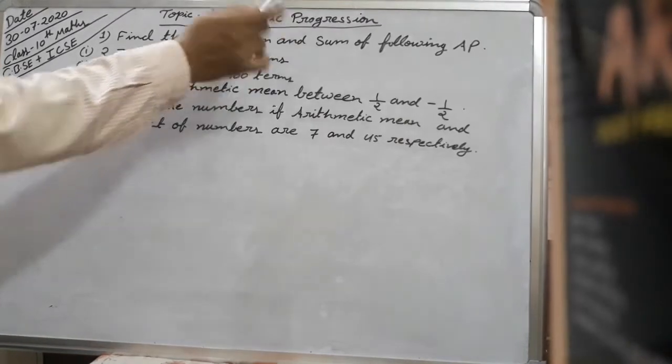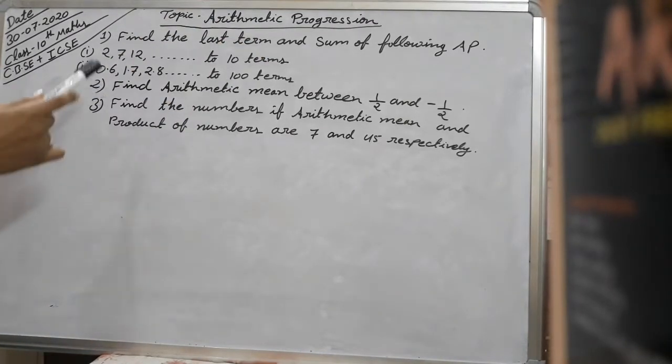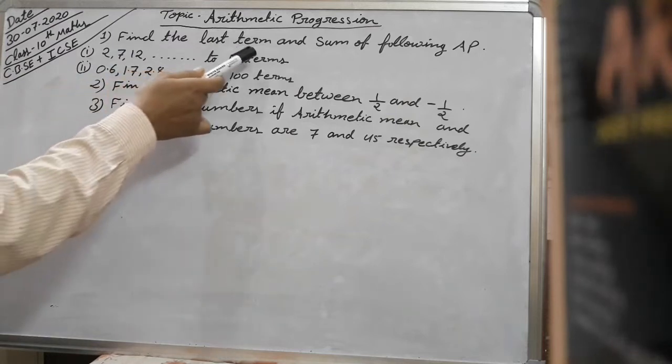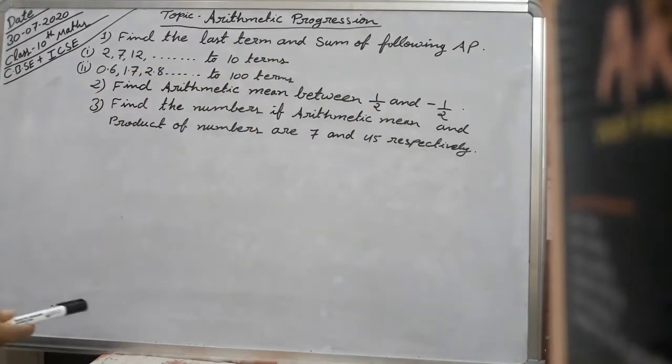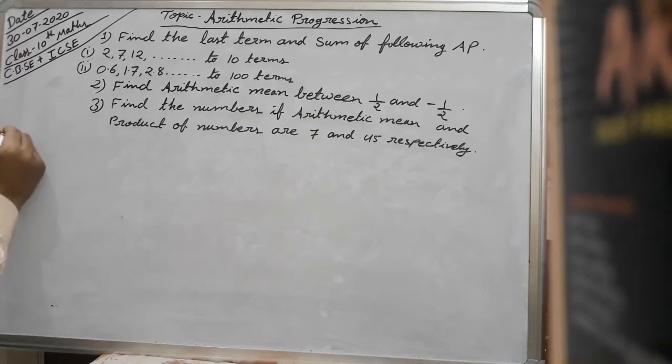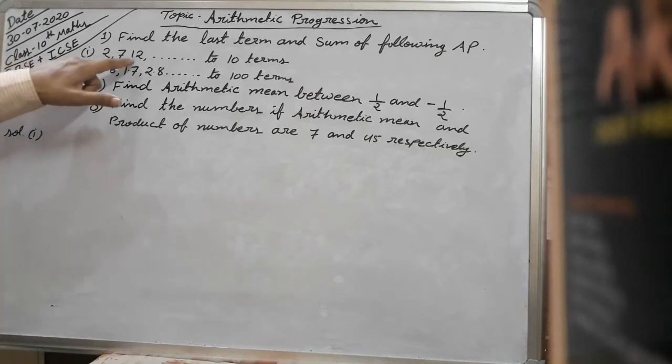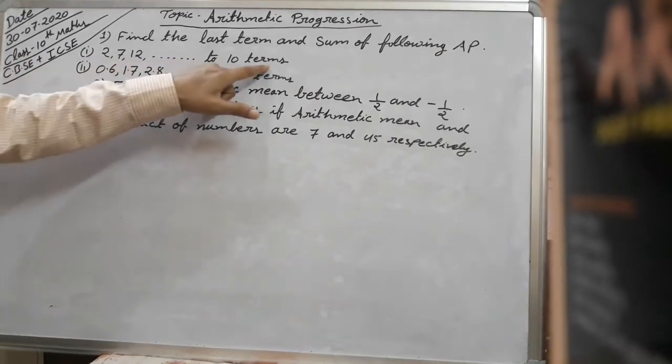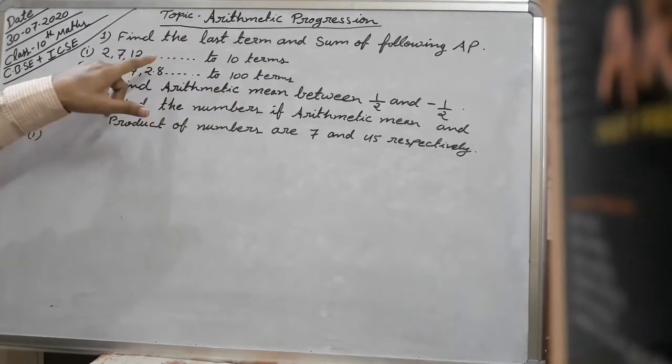Topic: Arithmetic Progressions. First one, find the last term and sum of the following AP. First one, 2, 7, 12 up to 10 terms. We have to find the last term.